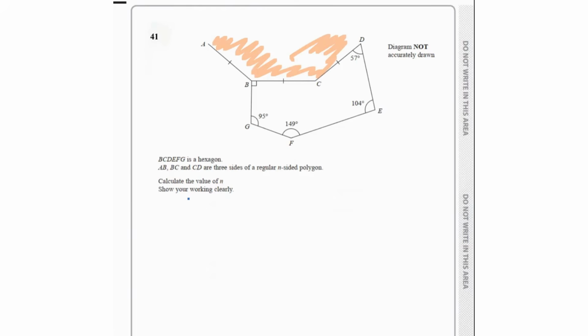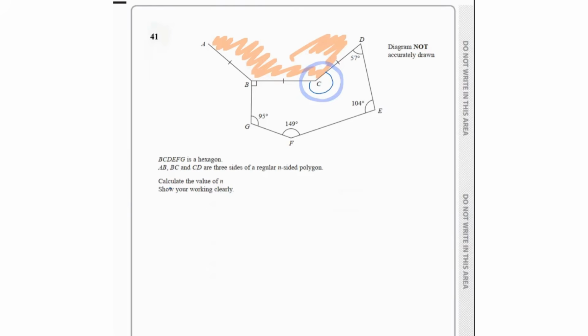So to calculate the value of n, we need an interior angle. Without an interior angle, we cannot calculate the value of n. So for that, what we need to do is find the interior angle over here. Because if you notice, this is going to be a full circle. So angles around a point add up to 360. So if we have this angle, we can subtract that from 360 to get the interior angle of this regular n-sided polygon. And once we have that, we can use the interior angle formula to find the value of n.